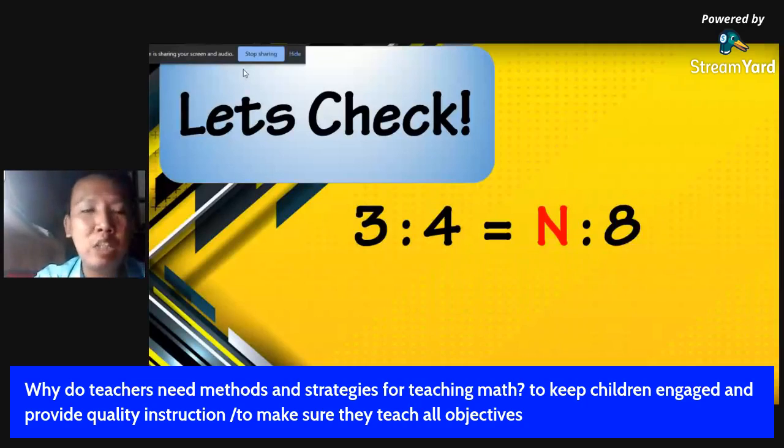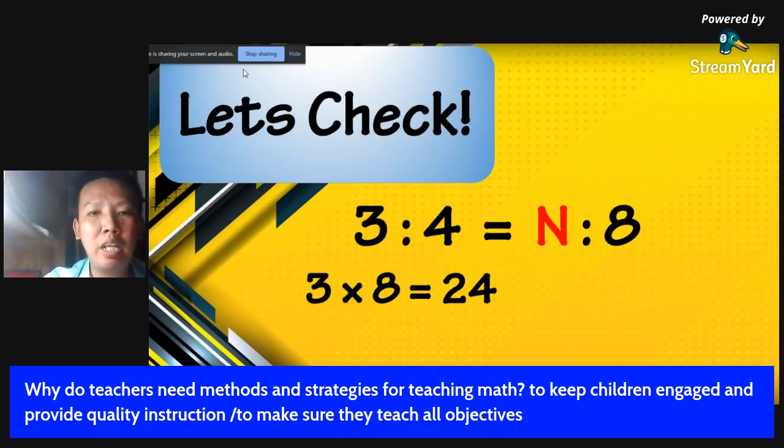So again, for us to be able to solve this, we have to check the extremes and the means. Since the part of this proportion that has complete values are the extremes, we need to multiply first the extremes. And the extremes are the first and the last term. So in this case, we have 3 and 8. 3 is the first term and 8 is the last term. So let's multiply 3 times 8, which will give us 24.